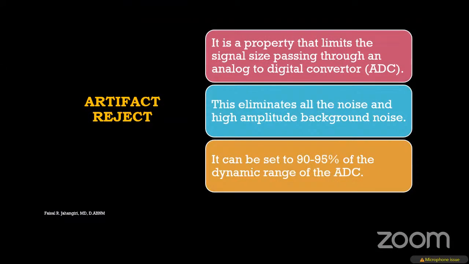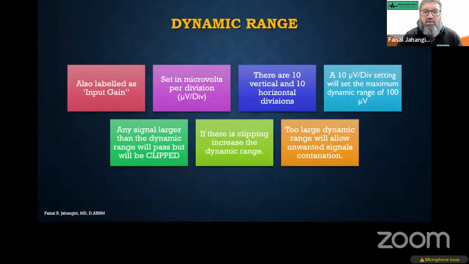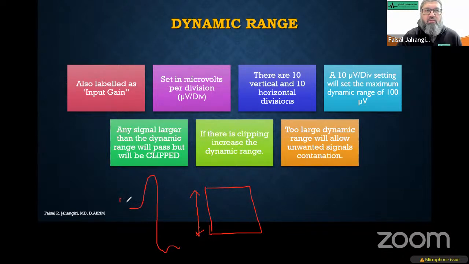Artifact reject. Before we talk about artifact reject, we go into dynamic range. Dynamic range in different computers is labeled differently, and it is also labeled as input gain, which is actually not a gain, it's a dynamic range. If this is your window, dynamic range is the range in microvolt that will allow the signal to pass without distortion. So if the signal is 10 microvolt and dynamic range is 8 microvolt, the signal will appear chopped. It will be clipped.